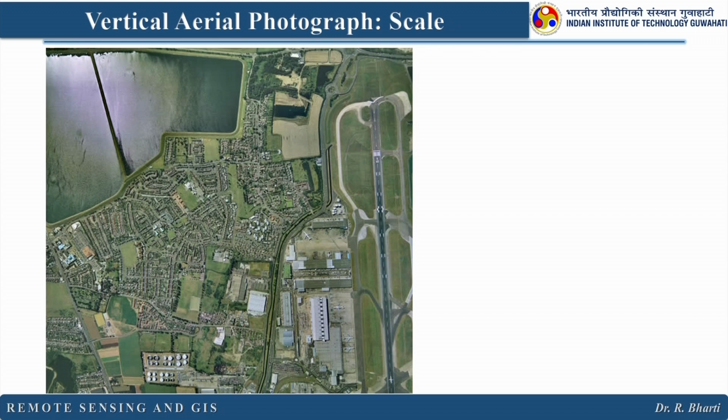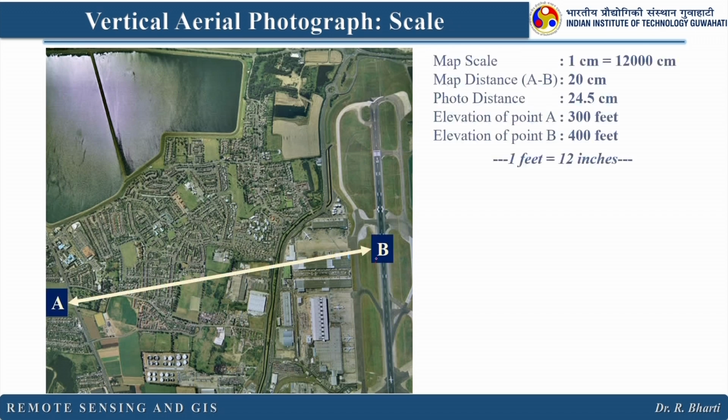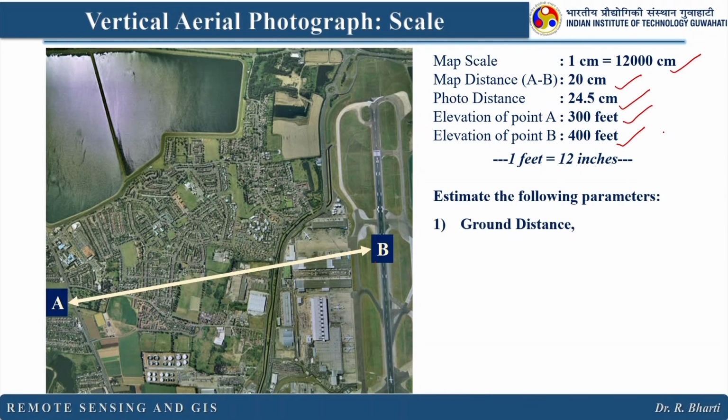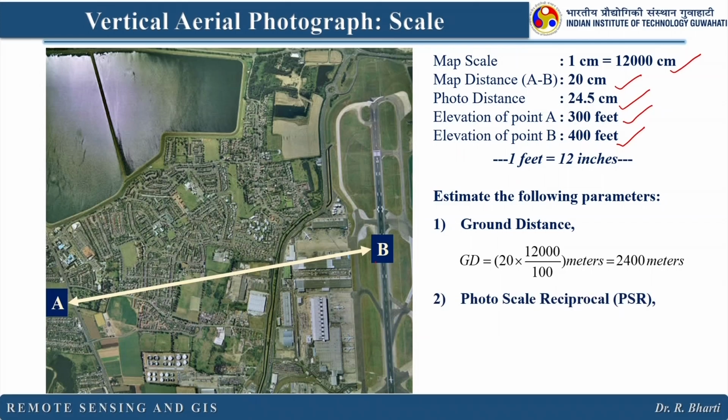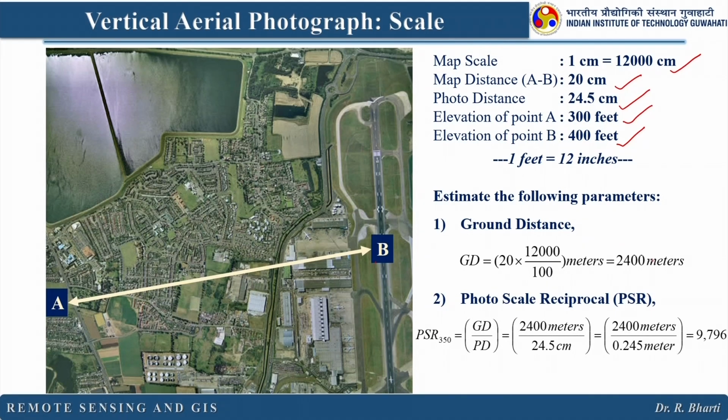Here this is another example where A and B are separated with these lines, and here you have map scale, map distance, photo distance, elevation of point A, that is 300 feet, and elevation of point B, that is 400 feet. Now how do you calculate ground distance, right, photo scale reciprocal, that is PSR, right. So you can calculate using this, and PSR you can calculate using this.